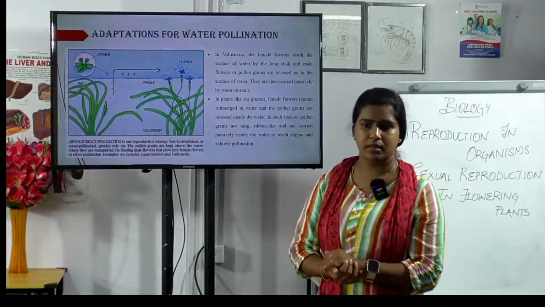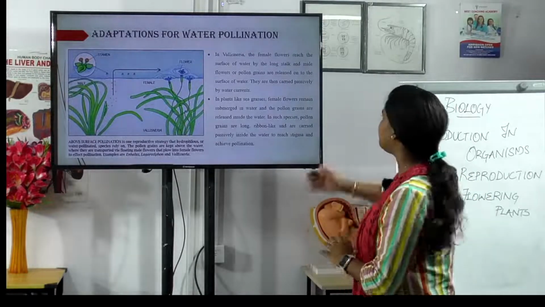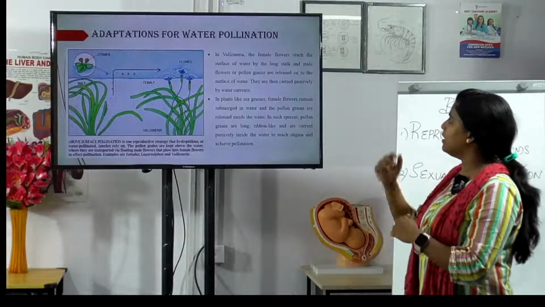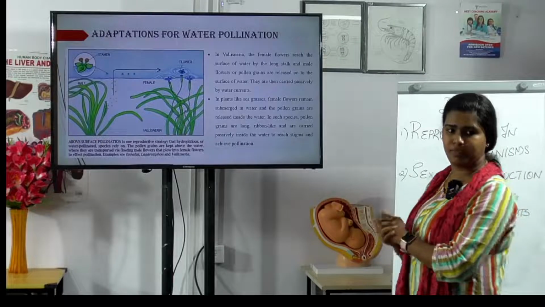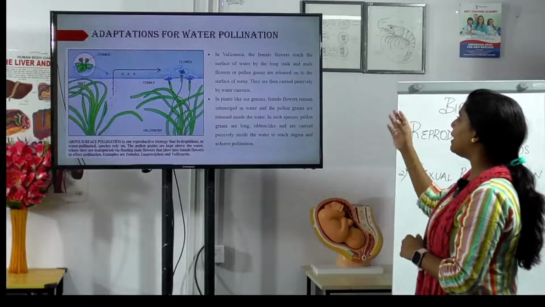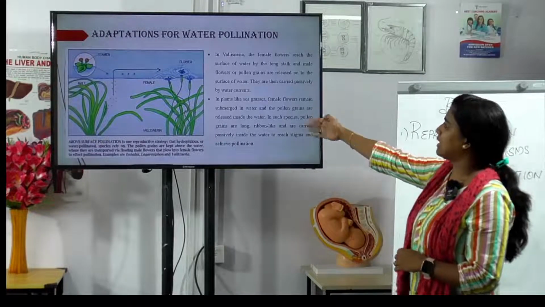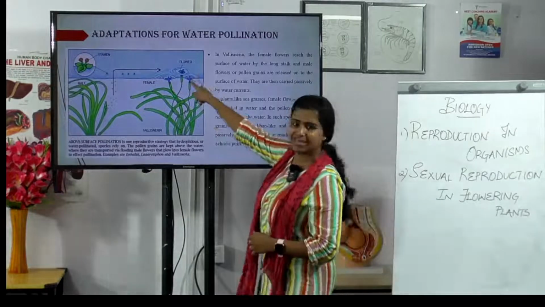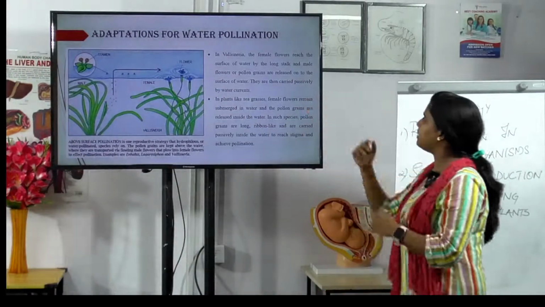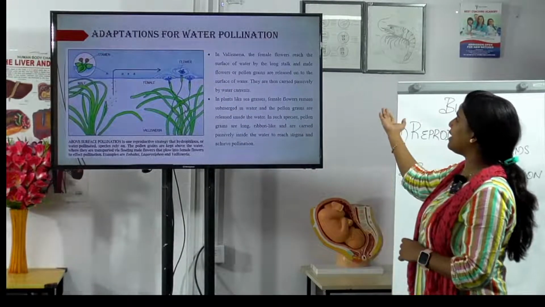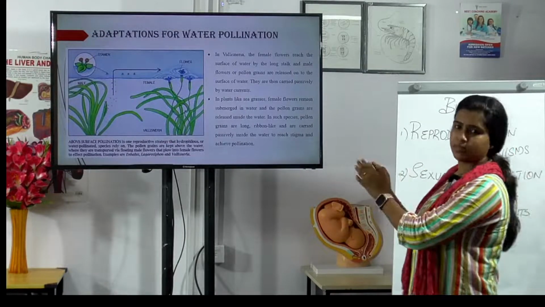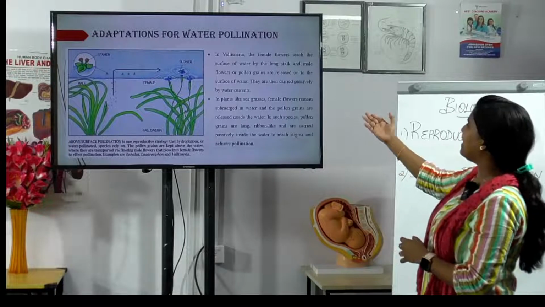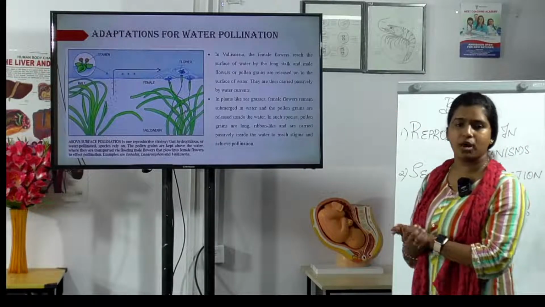What they do, for example in Vallisneria, the female flowers reach the surface of the water by a long stalk, you know, these are the long stalks. Then the male pollen grains are released on the surface of the water. So they are carried passively by the water currents. In the male, what do they do? They release what? Release their anthers.